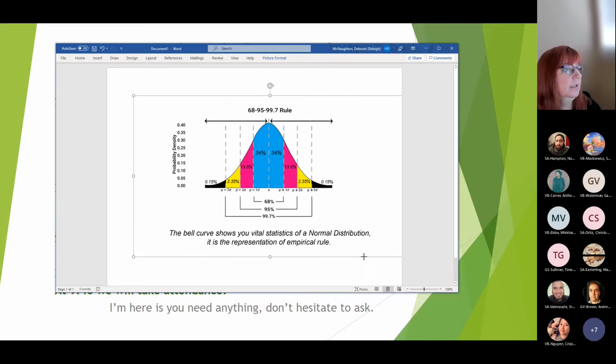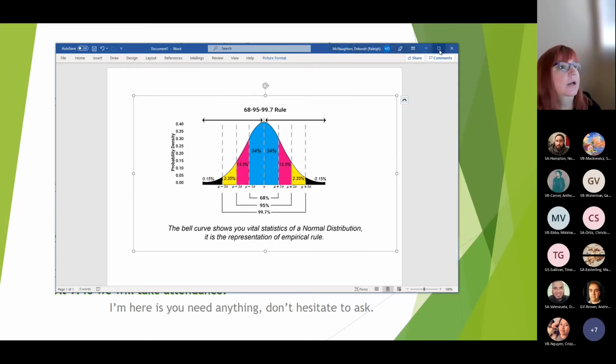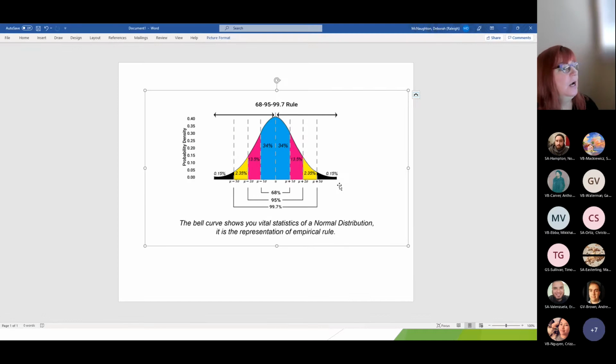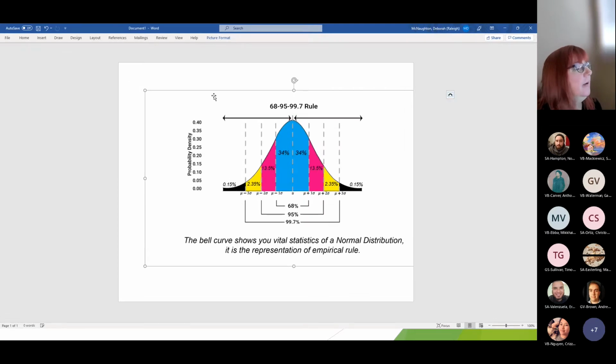All right, so I pulled this up into a document so I can show you guys. This is an empirical rule graph, and there's one presented in your textbook, but the one in your textbook is missing these black parts of the graph, and these are really important.